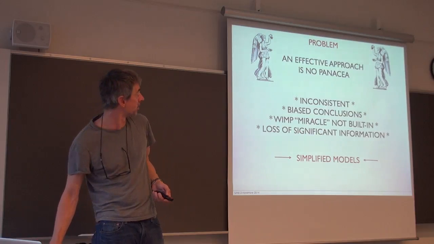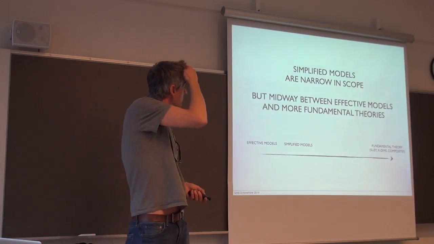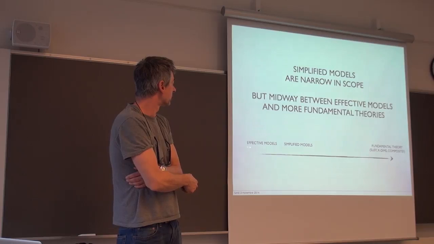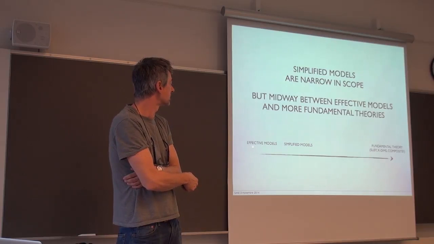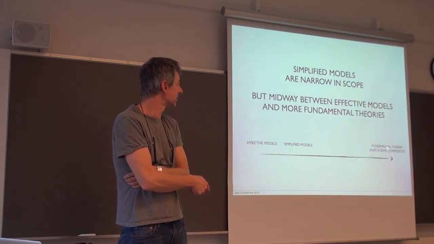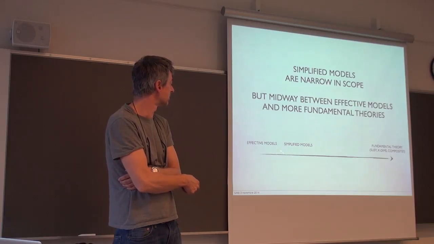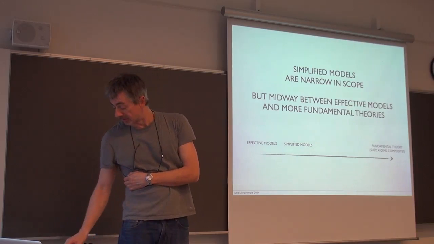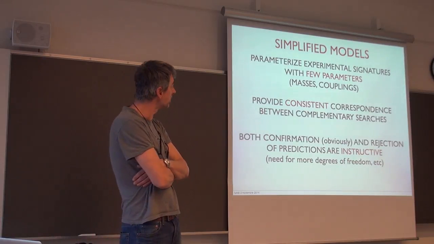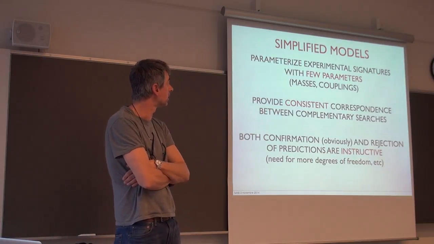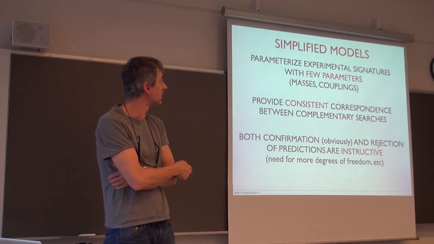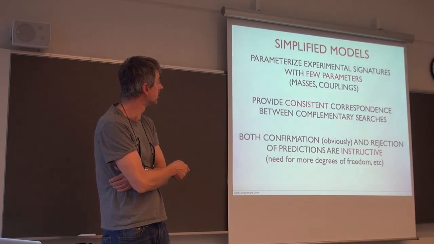That has motivated people to look at the next step, which is to look at so-called simplified models. Simplified models stand midway between this effective operator approach, in which you have basically one scale, one particle, and more fundamental theories like supersymmetry, extra dimensions, whatever. A simplified model sits in between, and is a bit more complicated than effective operators. But still, it contains few parameters, like typical masses and couplings, and a few particles.